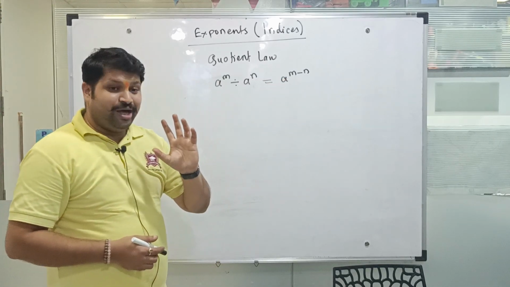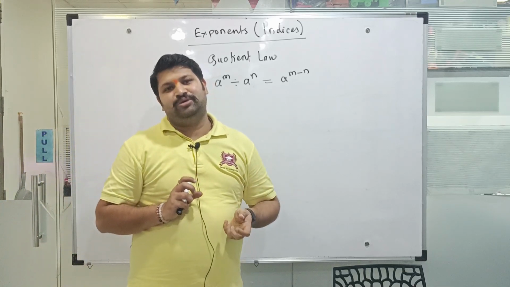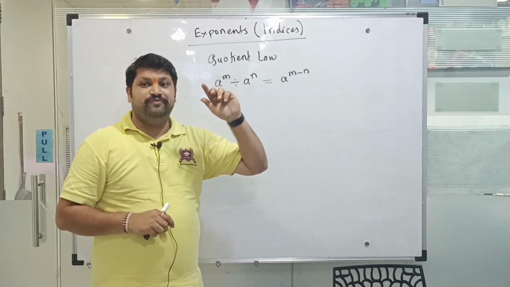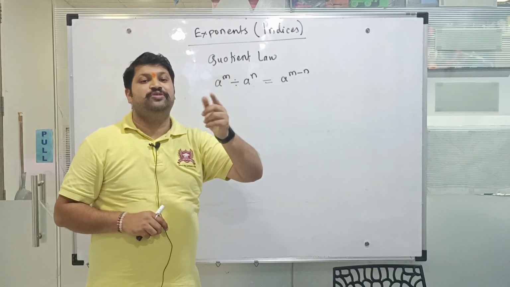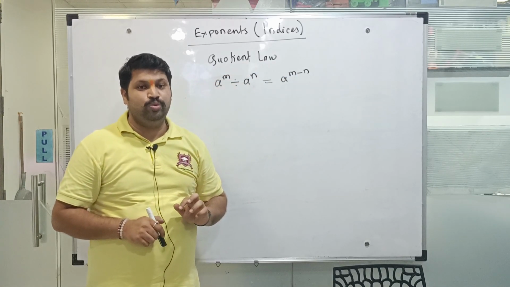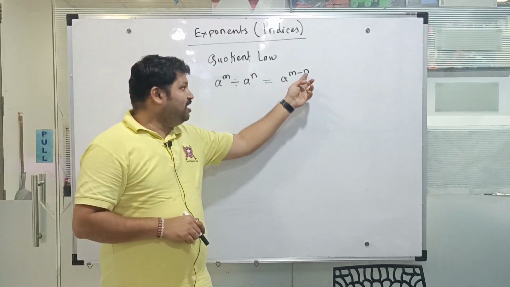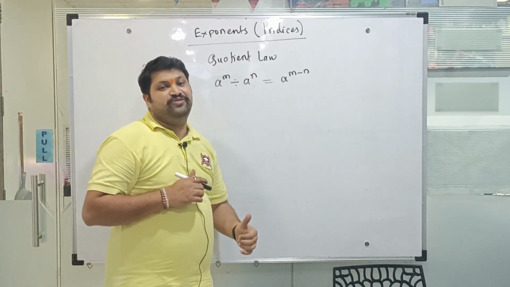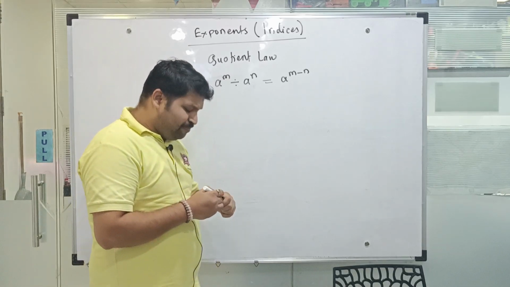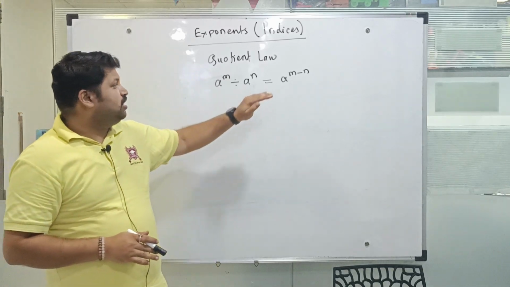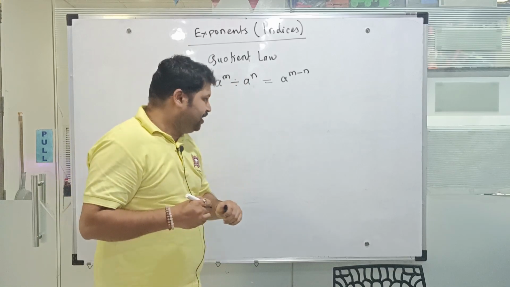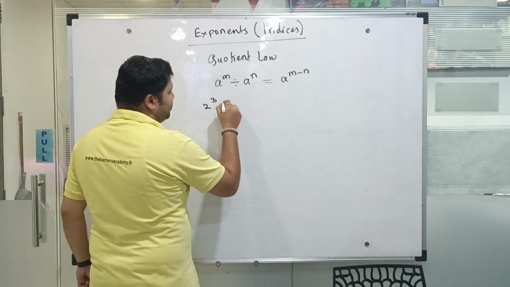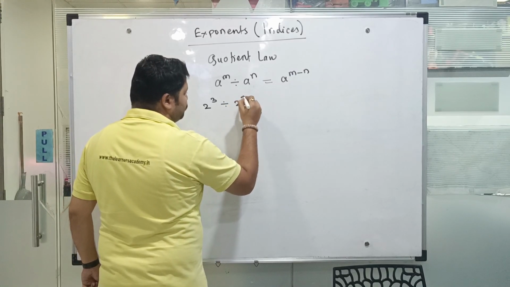Now this is slightly complicated to understand because since we are taking a subtraction here, we need to understand which one of them is greater and how this rule would work if n would be greater than m. So let us see how it works with different examples. Let us start with the example where m is greater than n. Say suppose we have 2 to the power of 3 divided by 2 to the power of 2.